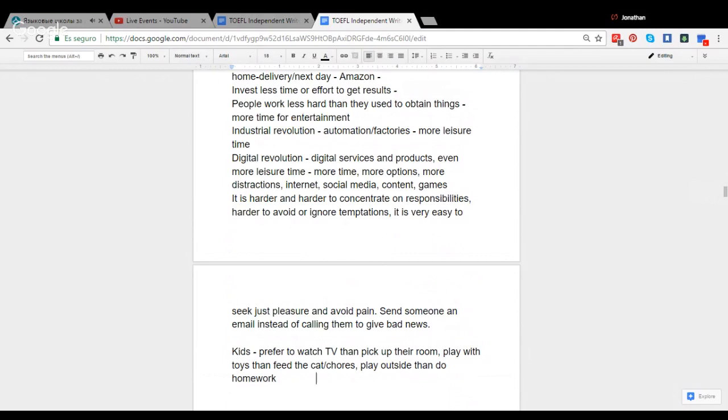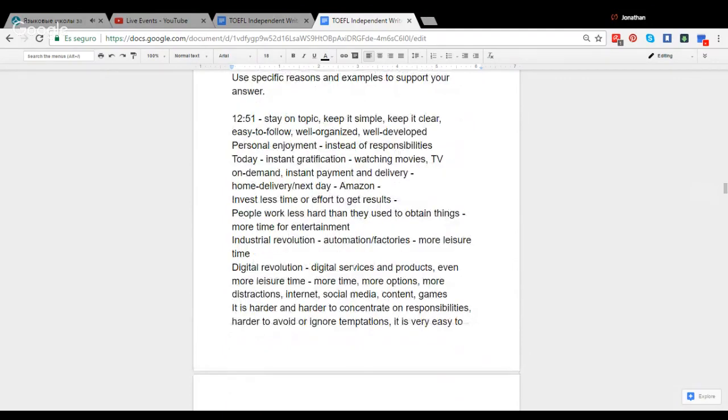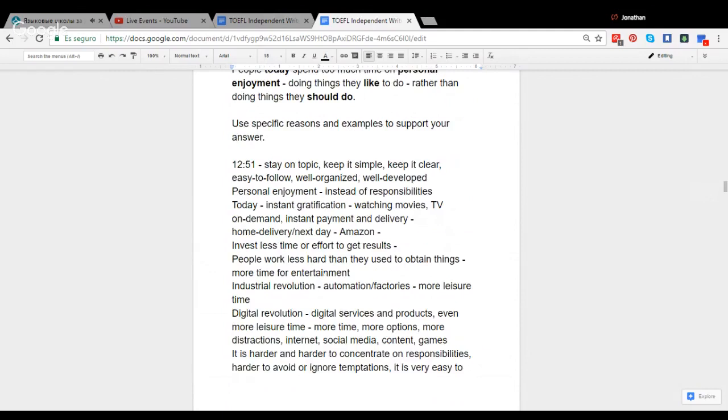They prefer to play outside. So I would just keep those ideas a bit simple there. And all of these other things about the revolution, I think that would be off topic, and I would probably get penalized, because it would not be easy to relate that back to the topic. It would not be clear.